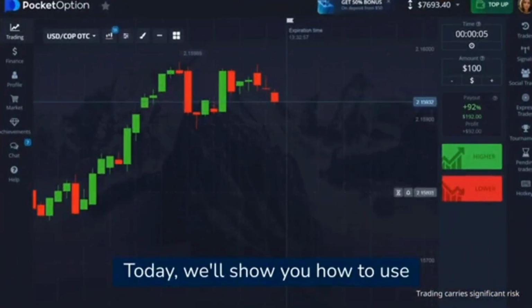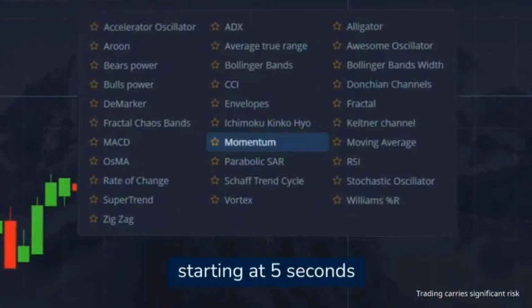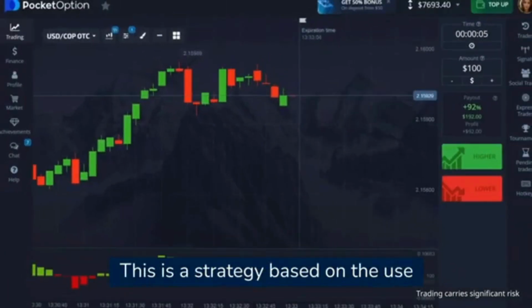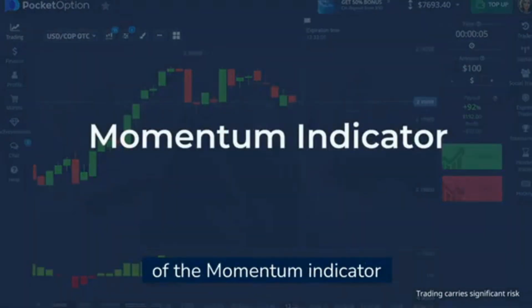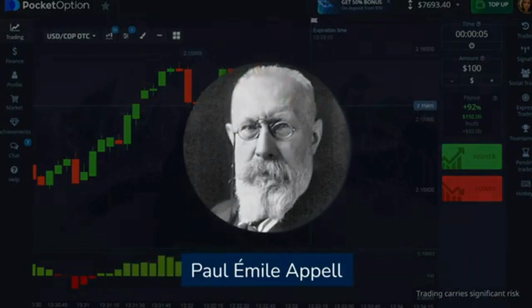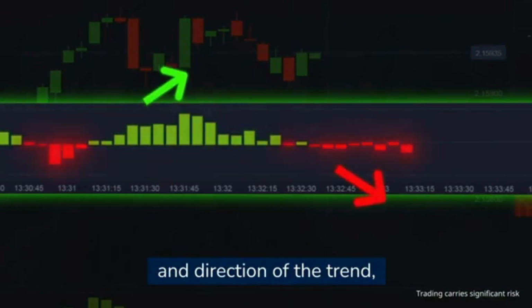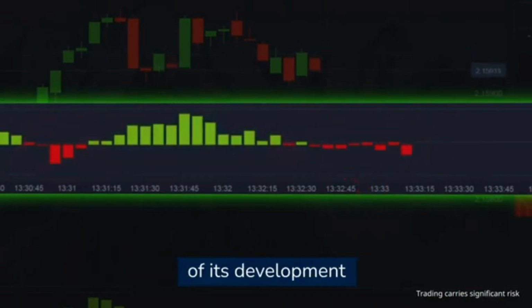How to use the momentum trading strategy. Today we will show you how to use the momentum strategy for quick trades starting at 5 seconds. This is a strategy based on the use of the momentum indicator created by French mathematician Paul-Émile Appel. Momentum shows the strength and direction of the trend, as well as the further potential of its development.